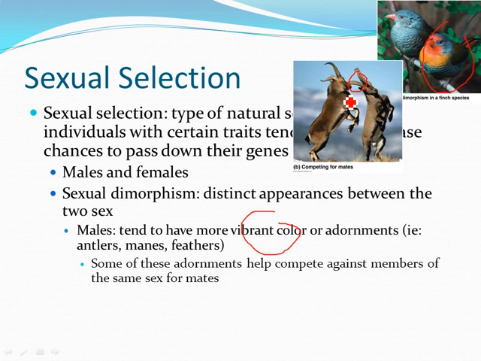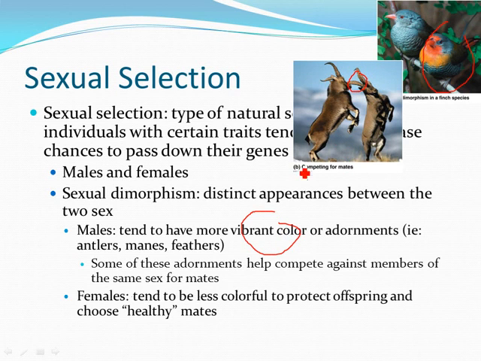Females, on the other hand, tend to be less colorful, and it's due to evolutionary reasons. If they're less colorful, they're not as potential targets for predators, and so they could end up protecting their young if they're raising them. They also have a preference for choosing healthy males. They end up choosing who they want to mate with, and once again they do that by how the males present themselves.